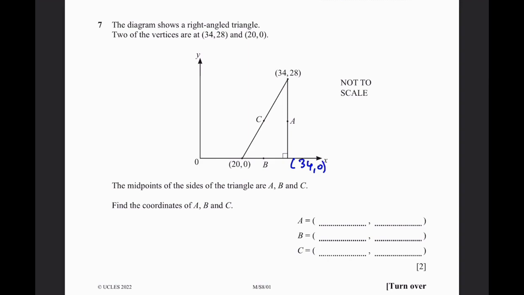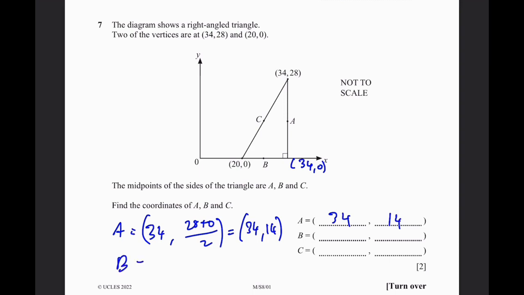Now we can find the midpoints. A is equal to 34, that's the x value for any point in between this, and 28 plus 0 divided by 2. That's equal to 34, 14, because of the midpoint. Now using the same method, B will be 20 plus 34 by 2, 0, and that will be 27, 0.